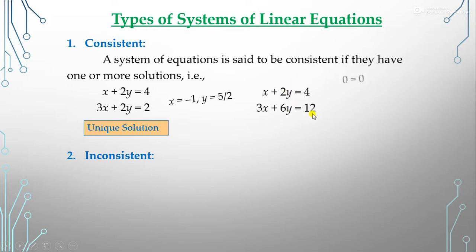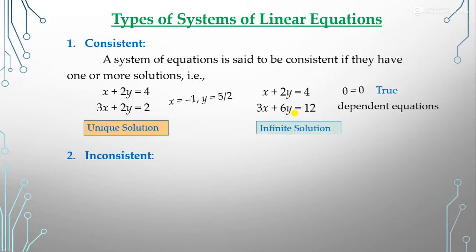If they coincide, when we subtract them we get 0 is equal to 0. This is true, which means the equations are satisfied. Coincide means the equations are dependent equations, and the solution is an infinite number of solutions, right? How can we find the infinite number of solutions? In further lectures, I will tell you how to find them.